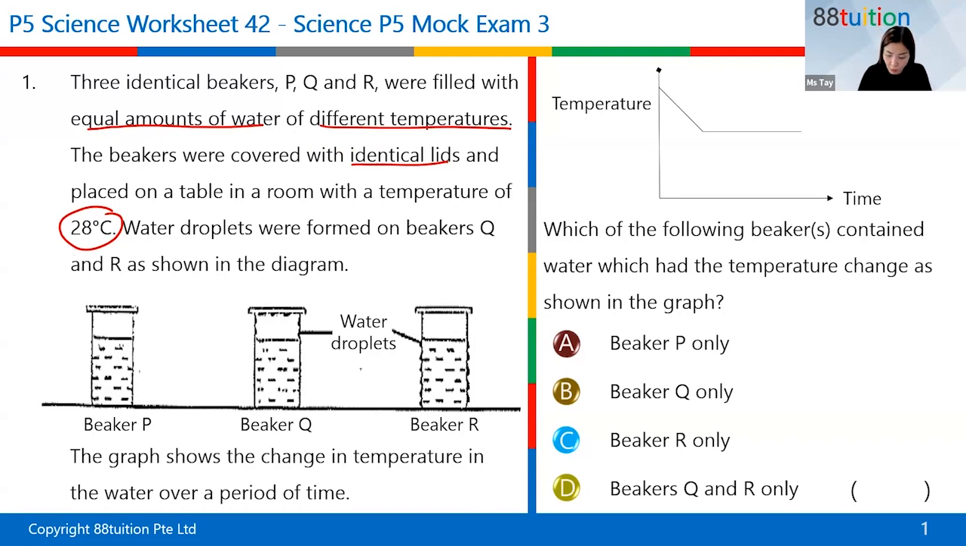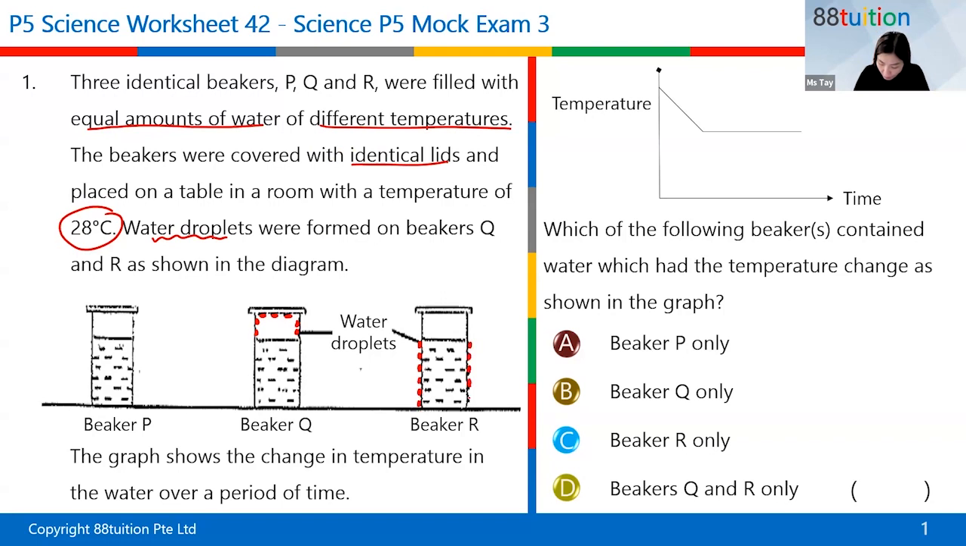Now, water droplets were formed on beakers Q and R as shown. So where are the water droplets? They are here for Q, which is on the inside. And for R, the water droplets are formed on the outside.